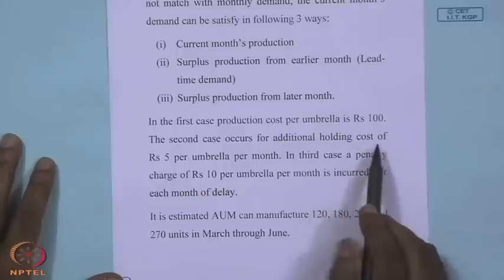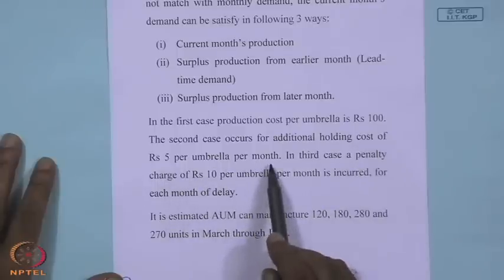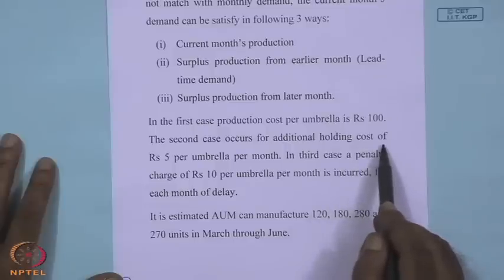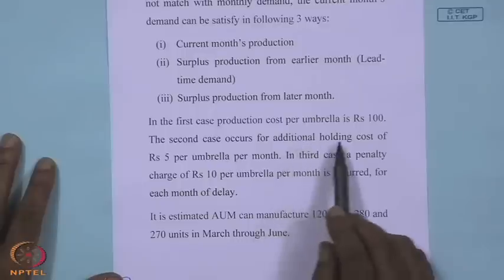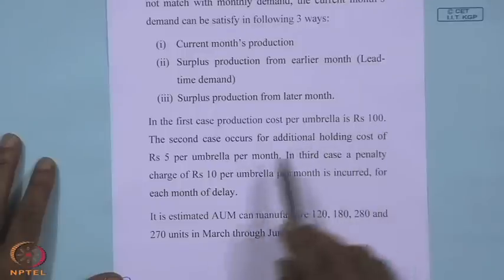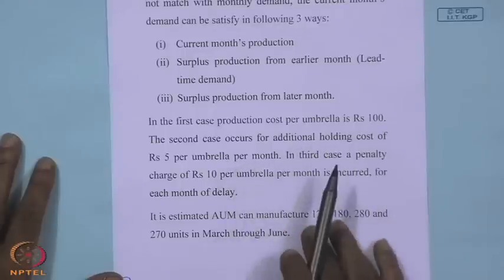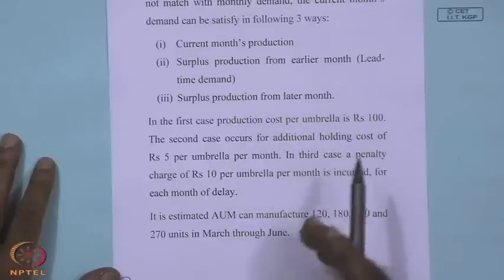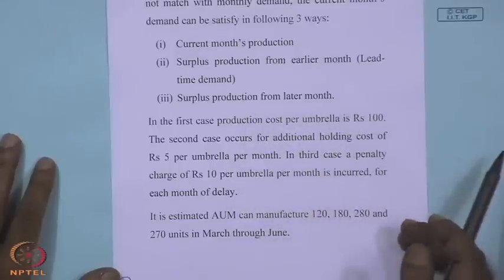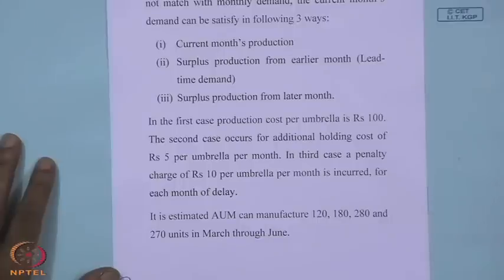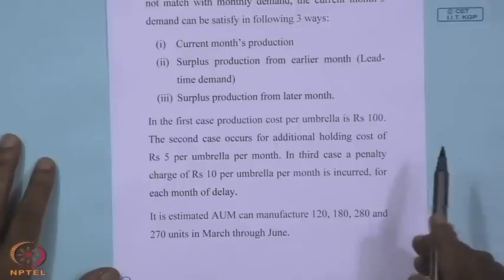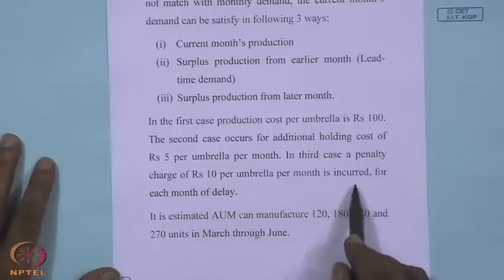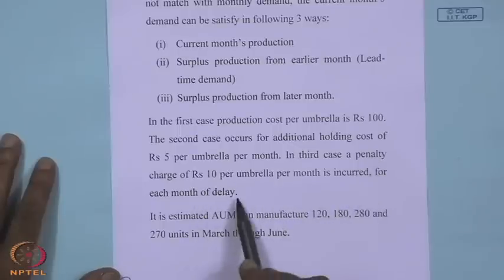So, for additional holding cost, rupees 5 will be added per umbrella. In other words, if you are meeting the demand from the last month's production, in that case the cost of the umbrella will be 105 rupees. And in the third case, when surplus production is made in a later month, that is, in this month I cannot meet the demand, but in the next month after production I will meet the demand. In that case, a penalty charge of rupees 10 per umbrella is incurred for each month of delay.